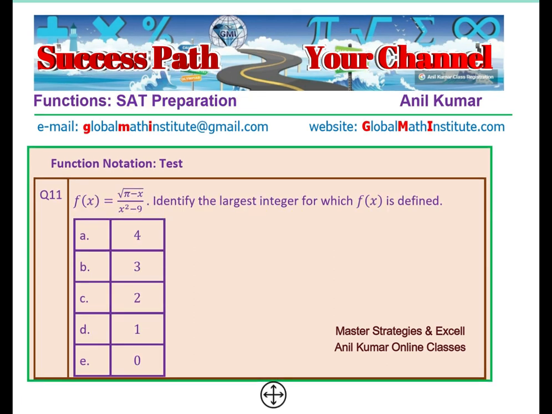Question number 11. We have a function which is square root of pi minus x over x squared minus 9. Identify the largest integer for which f of x is defined. Extremely difficult. This question has come in many competitive examinations and therefore its solution will be key for success. Try to understand its solution.